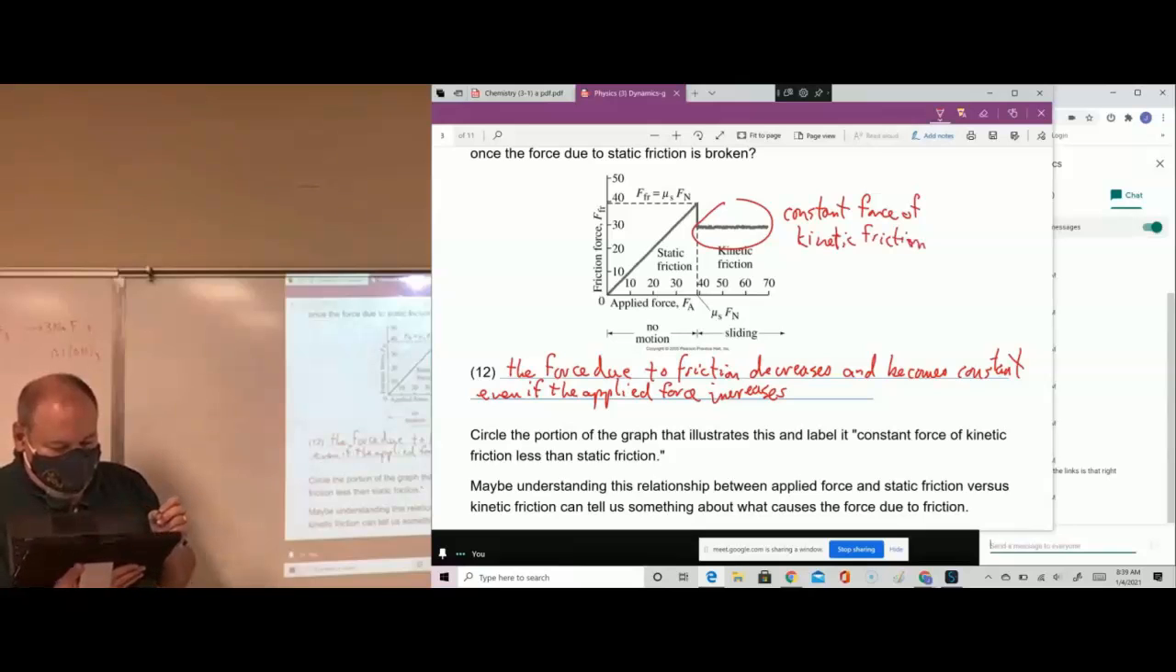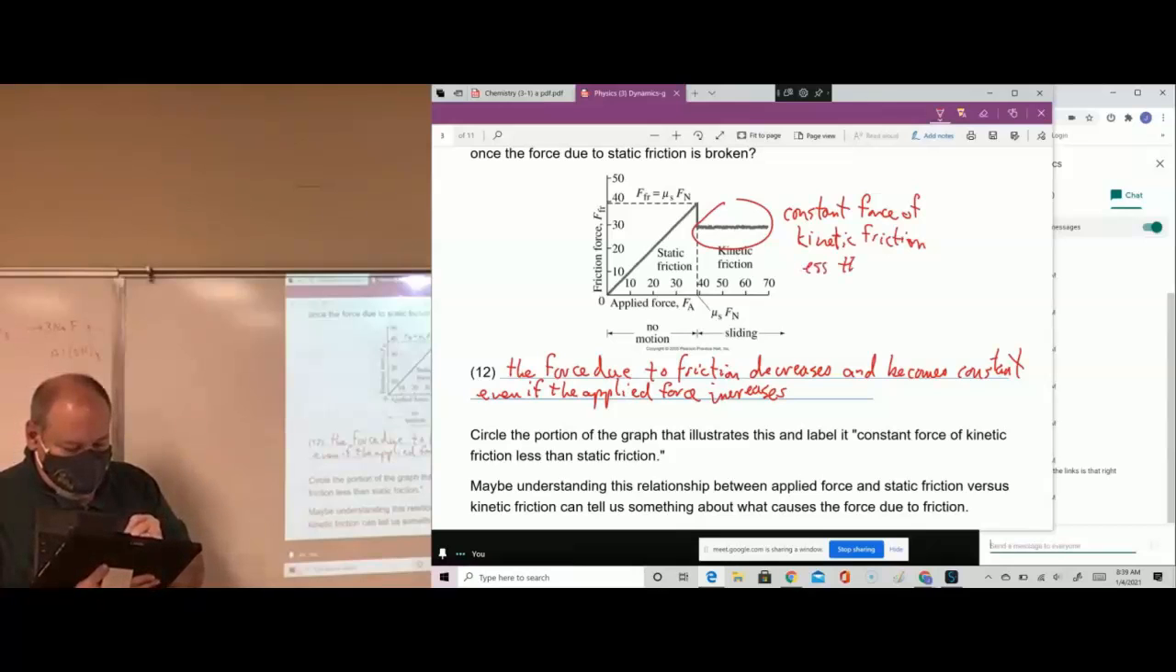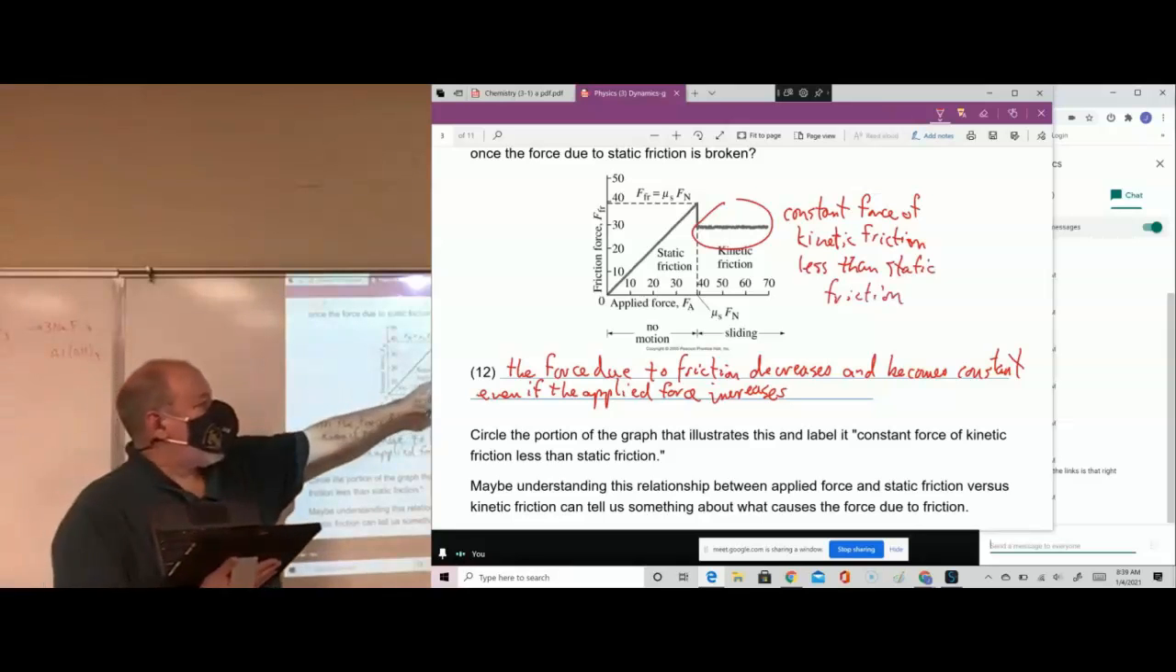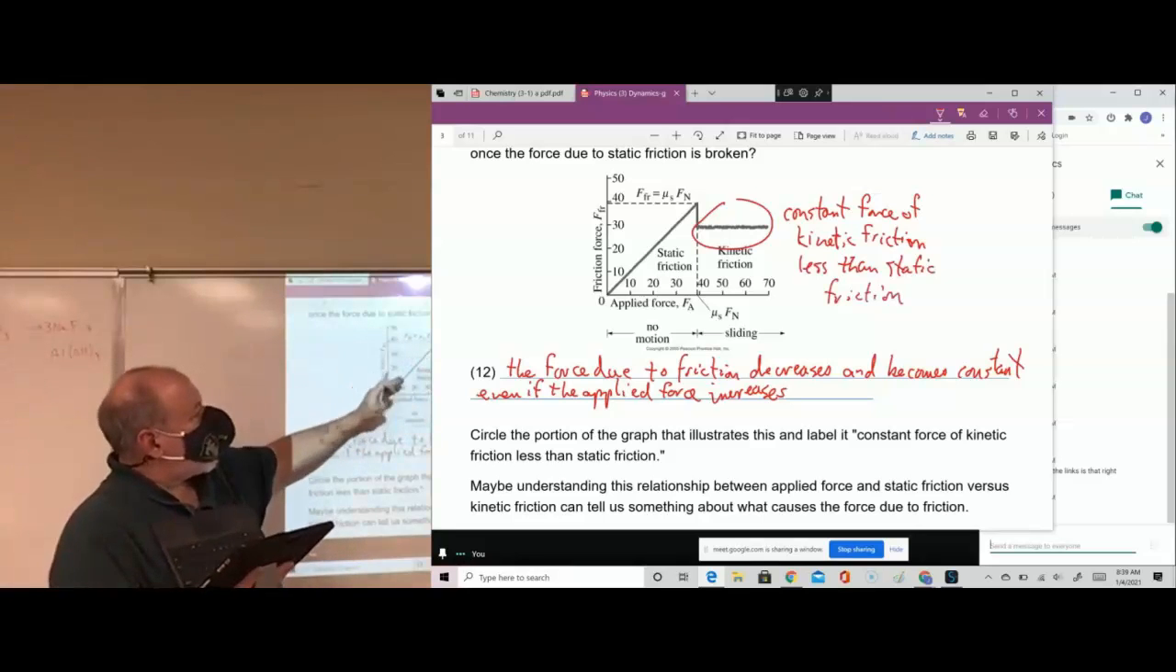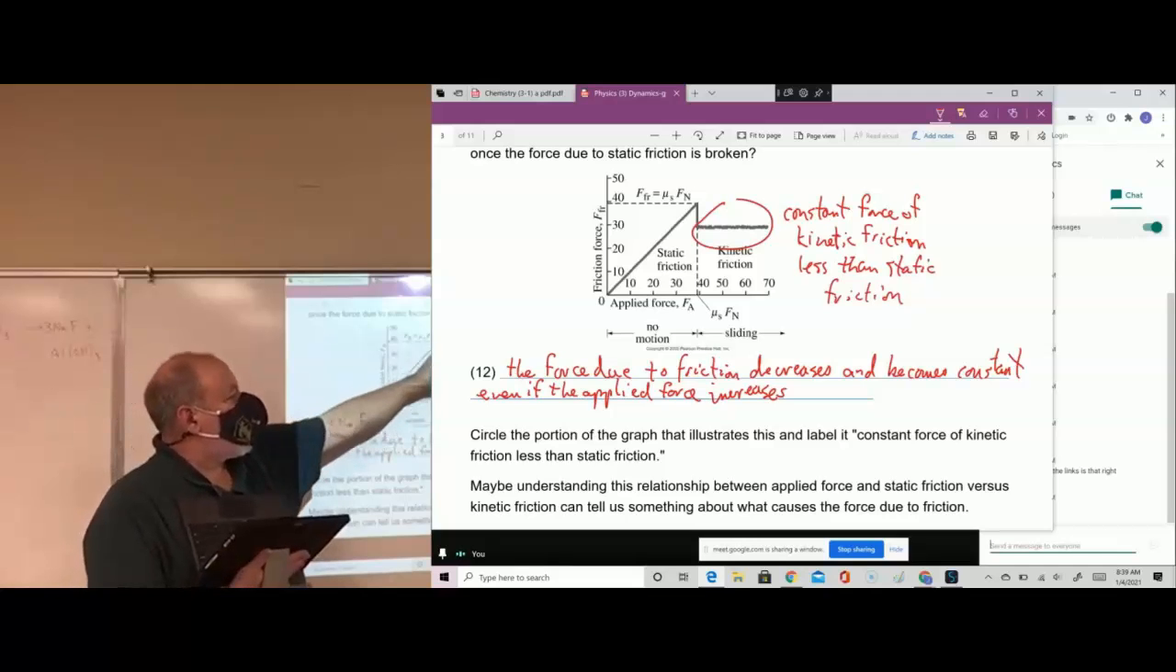And in your handout, I just gave you one graph, didn't I? Less than static friction. Okay, so this is just an observation. This is what we observe to happen.